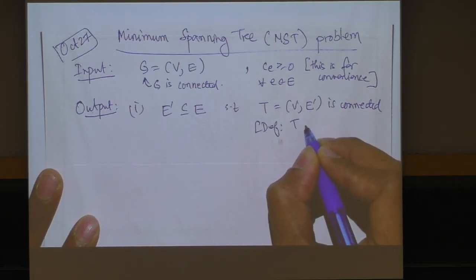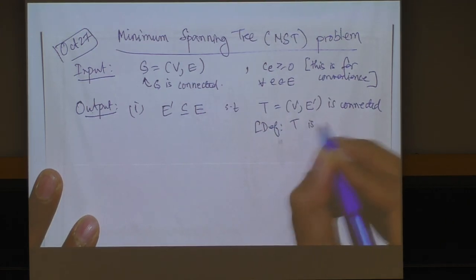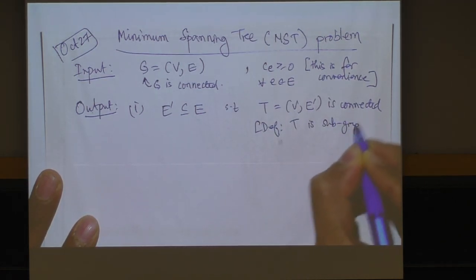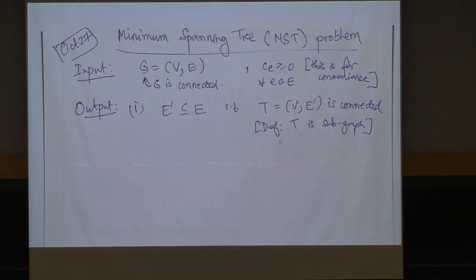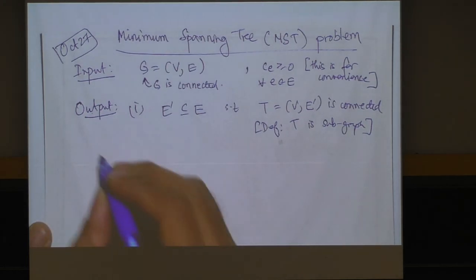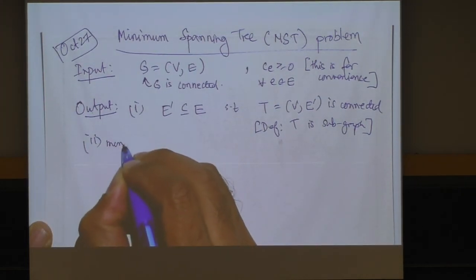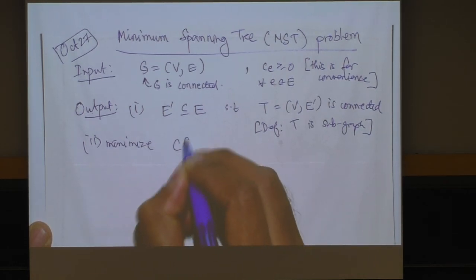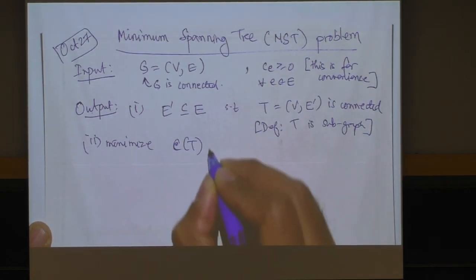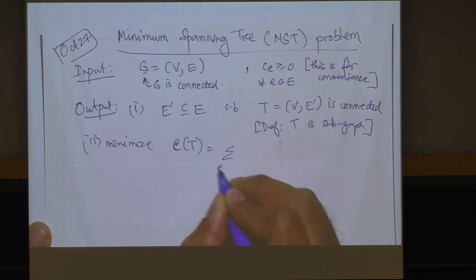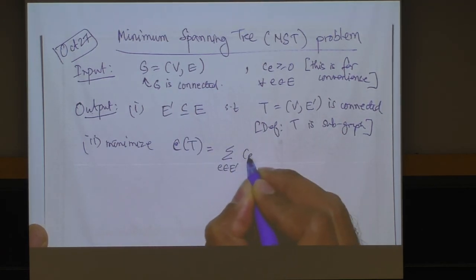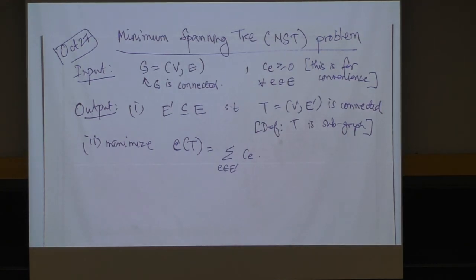In literature, this smaller graph T is called a subgraph for obvious reasons. You're just picking some of the edges from the original graph. And what you want to do is minimize the total cost. The total cost of this subgraph T is something very obvious: you look at the cost of every edge in the subgraph and add it. Like in the case of shortest path, the length of a path was just the sum of the lengths of the path.